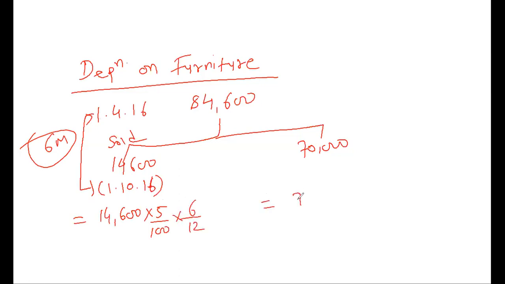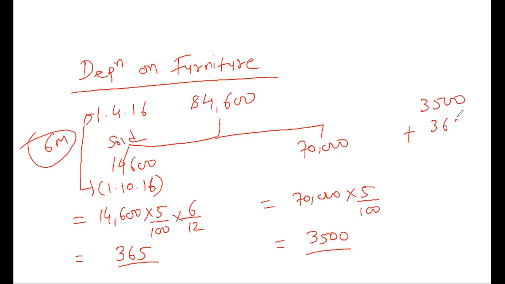Please calculate. And here 70,000 for whole year at the rate 5%. So this would be 365, and this would be 3500. So total depreciation 3,500 plus 365. How much? 3,865. 3,865 is the total depreciation on furniture. I hope it is clear. Please write it down later on.